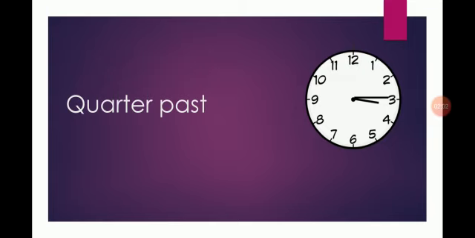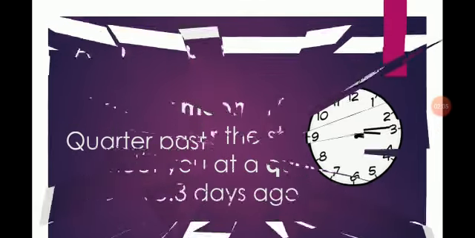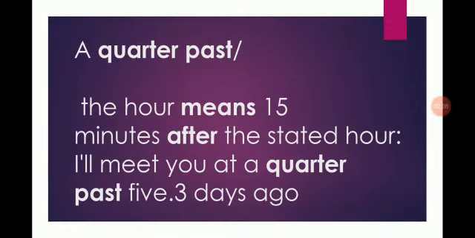Let's know the meaning of a quarter past. Quarter past, the hour means 15 minutes after the stated hour. 15 دقيقة من عند 12 لل 3 that mean it is a quarter past وربع. Like this example, I will meet you at a quarter past 5. So this is quarter past وربع. Quarter past 5. So this is mean وربع 15 minutes after from 12 to 3.